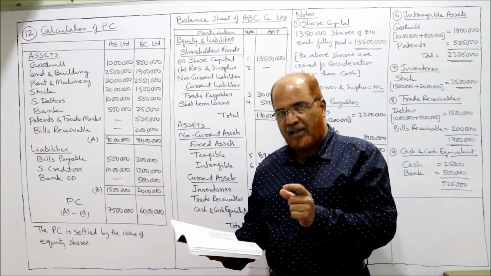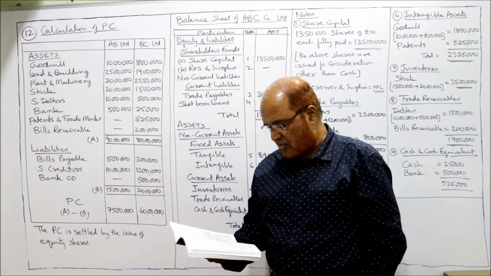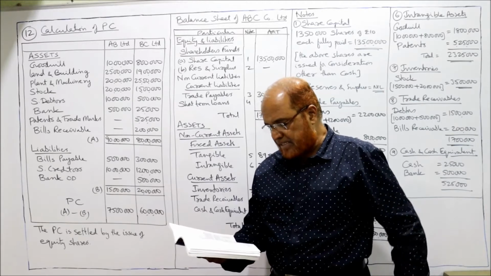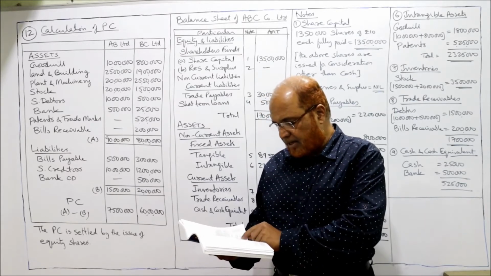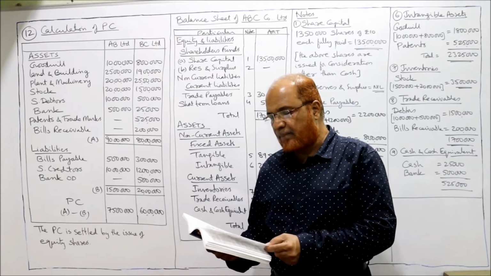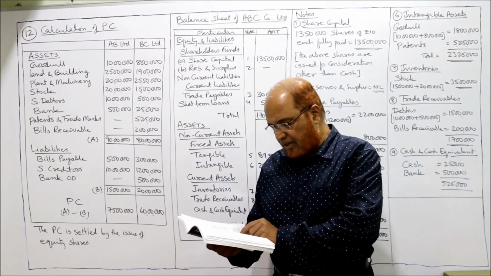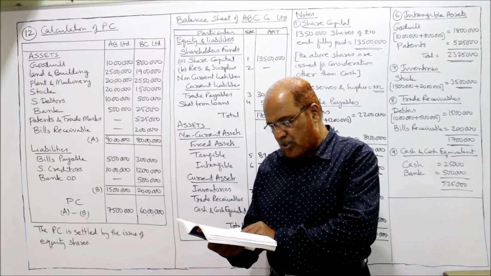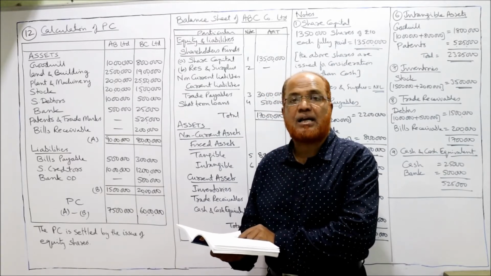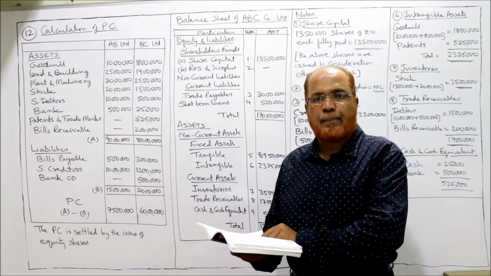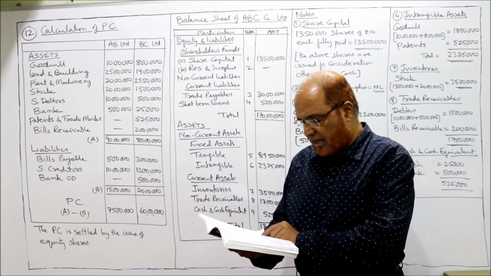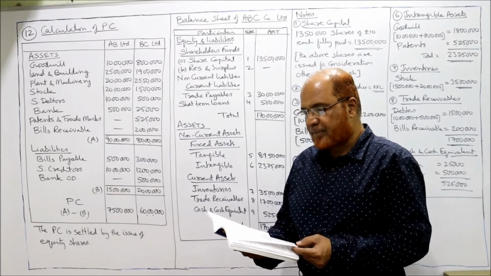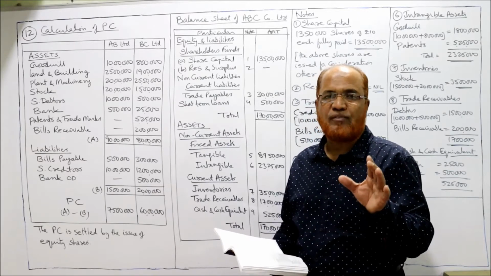AB Limited's balance sheet: 5 lakh equity shares of rupees 10 each, 50 lakh. Bills payable 5 lakh. Workmen compensation fund 2 lakh. Sundry creditors 10 lakh. Reserve fund, P&L account. So out of these liabilities, only two are outside liabilities, bills payable and sundry creditors. Remaining are capital and accumulated profits. On the asset side: goodwill, land and building, plant and machinery, stock, debtors, bank, that's all. This is the balance sheet of AB Limited.